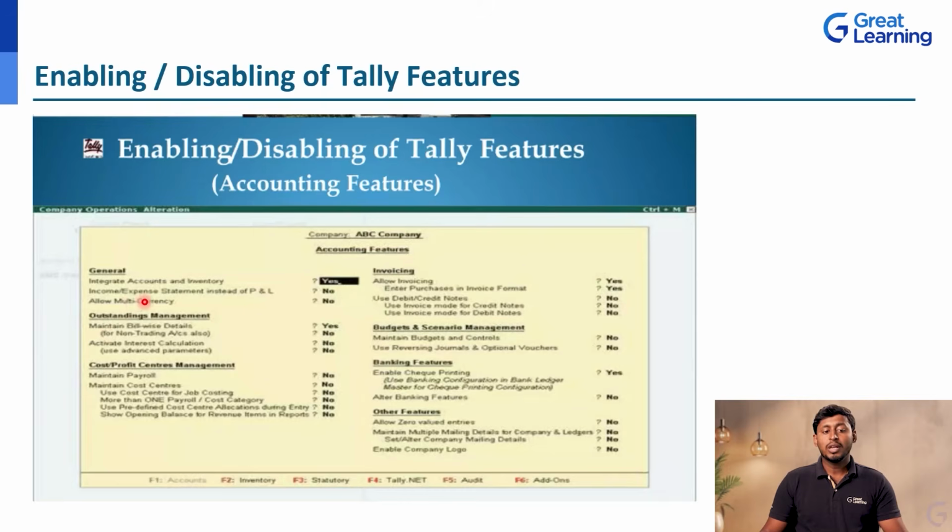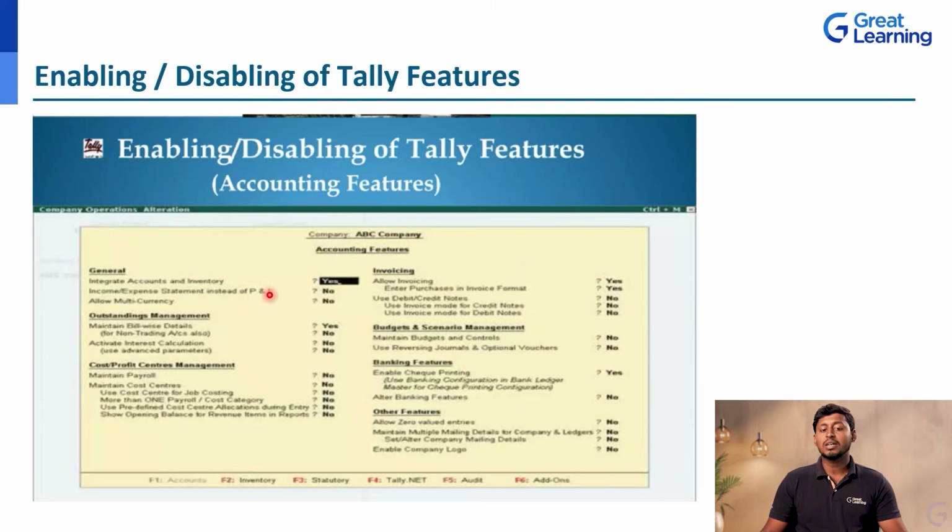Then, Income or expenses statement instead of P&L account. If the organization is maintaining the income statement or it is maintaining the profit and loss account, it is given the option. So if you want the income and expenses account, or it may require the profit and loss account. If you require the income statement, then it is No. If you do not require the P&L account, then you need to give Yes.